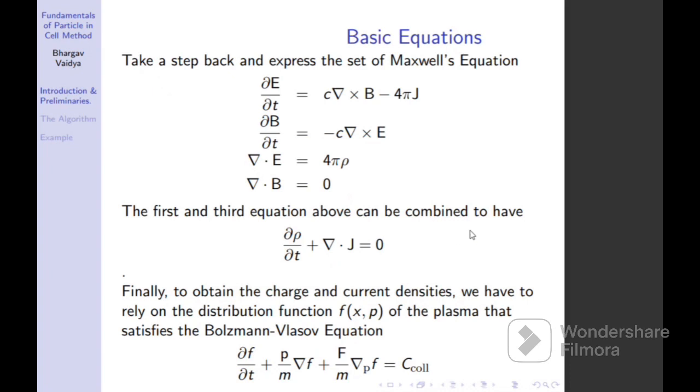But the beauty is that if you look at these equations here, you can combine the first and the third equation to write basically the current continuity equation. So the rate of change of charge density plus the divergence of this current is basically zero. So essentially, you can eliminate one of the two equations. If I solve this equation, I don't need to solve these two equations together. I can solve only one.